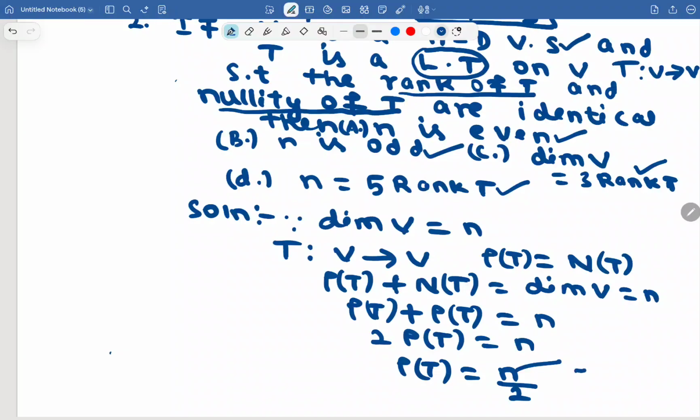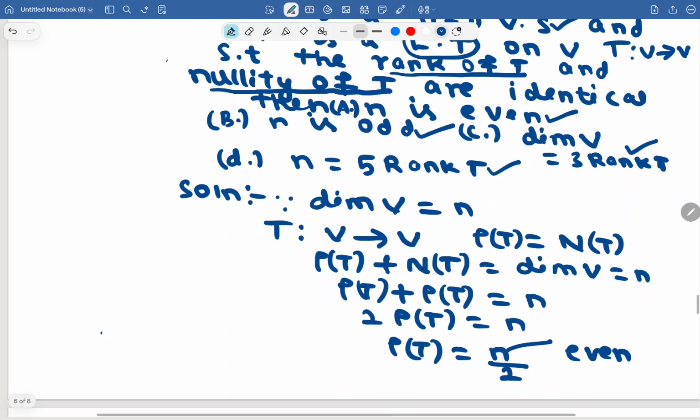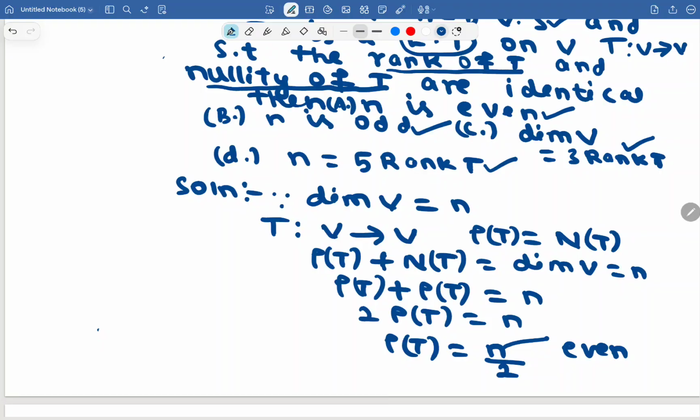This n must be even. If it is even, we may get the answer as some integer value. If n is odd, we may get a fractional value. Rank of T should not be a fractional value, it must be some integer value. For this rank of T, n should be even, then only we find rank of T which is an integer. Rank of T should never be a fractional one. Therefore for this problem option A is the correct option, n is even.